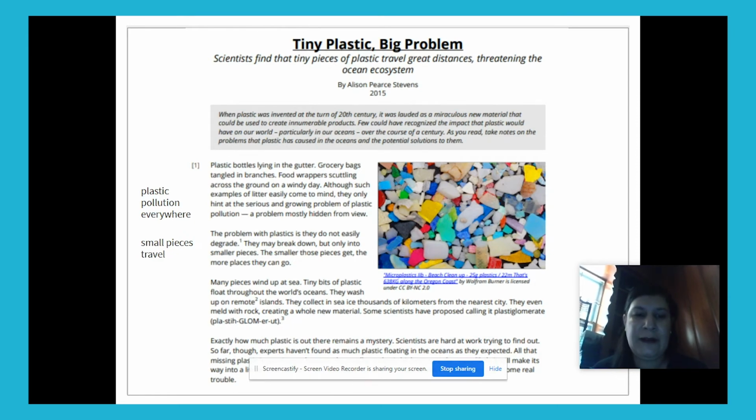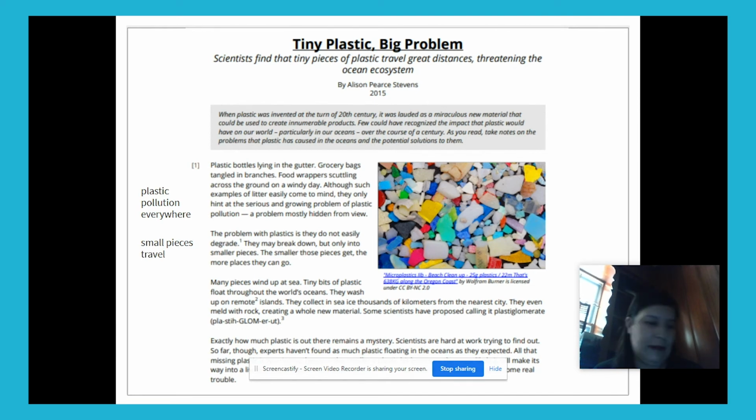Many pieces wind up at sea. Tiny bits of plastic float throughout the world's oceans. They wash up on remote islands. They collect sea ice thousands of kilometers from the nearest city. They even meld with rock, creating a whole new material. Some scientists have proposed calling it plastiglomerate.